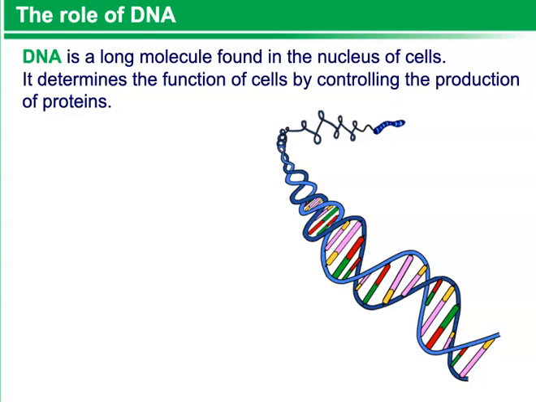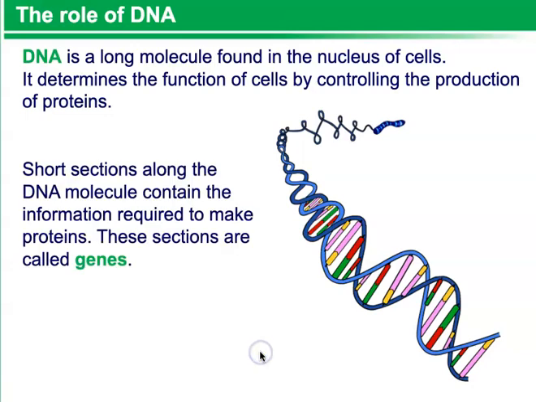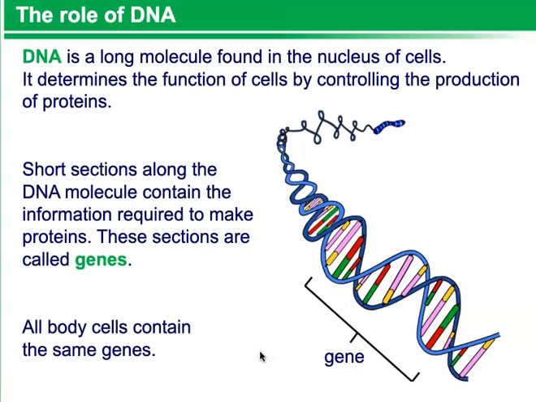The role of DNA. As we start talking about protein production, we can't forget about DNA. DNA is a long molecule found in the nucleus of cells. It determines the function of cells by controlling the production of proteins. Short sections along the DNA molecule contain the information required to make proteins. These sections are called genes. All of your body cells contain the same genes.